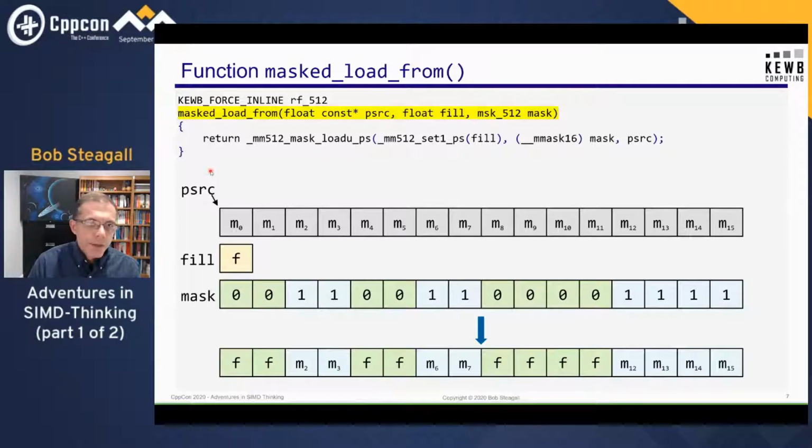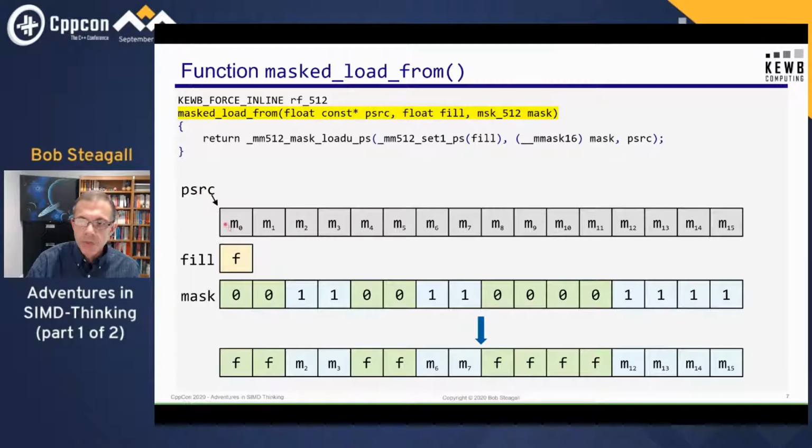The next function is I call masked load from. And this is a function that takes a pointer to some floating point data. It takes a fill value, and it takes a mask. Now, Intel actually uses 16-bit masks. I use 32, and I cast them to 16. And there's a reason for that that's unrelated to this presentation, but I kept it in the presentation.